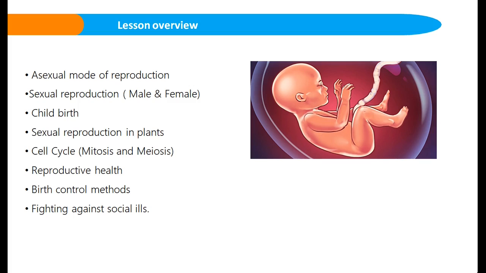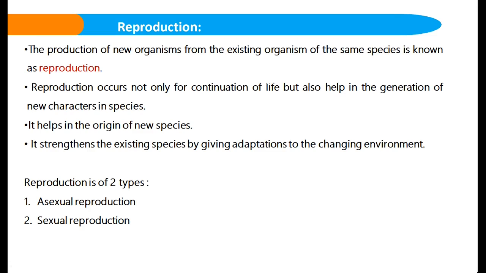Welcome to lesson 6 of class 10 biology, that is Reproduction, the Generating System. In this lesson, we are going to learn about asexual mode of reproduction, sexual reproduction in male and female, childbirth, sexual reproduction in plants, cell cycle, that is mitosis and meiosis, reproductive health, birth control methods, and finally fighting against social ills. These are the topics we are going to cover in this lesson.